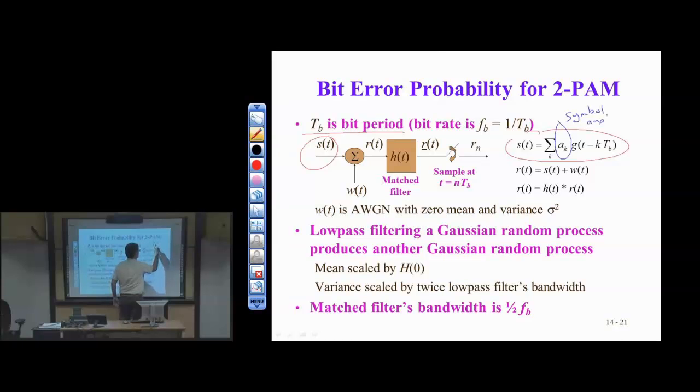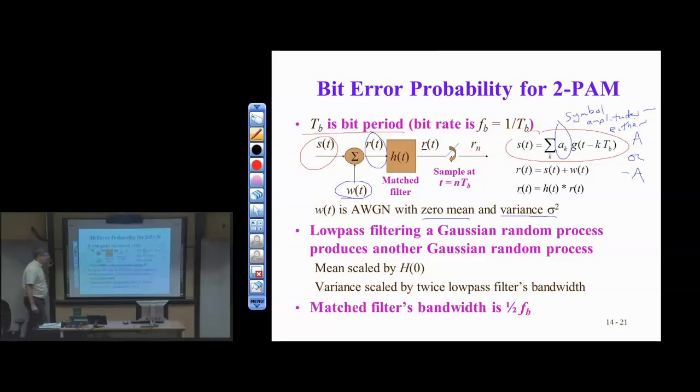And for us, since it's 2 PAM, this will be either D or minus D. Or in our case, it's either going to be A or minus A, either capital A or minus capital A. It's 2 PAM. The received signal is going to be just the sum of the transmitted signal and the noise. That noise, again, is spectrally flat. The amplitude of this noise signal W(t) is spectrally flat, follows a Gaussian distribution, has 0 mean, and variance sigma squared.